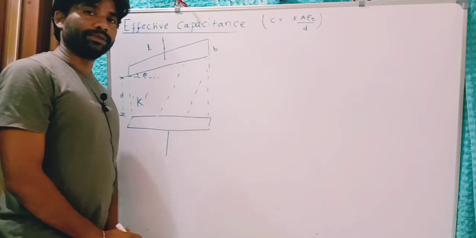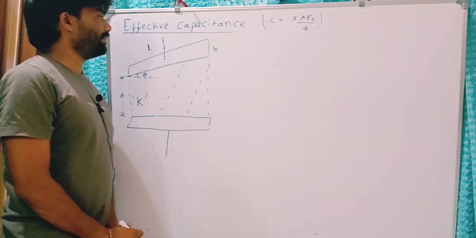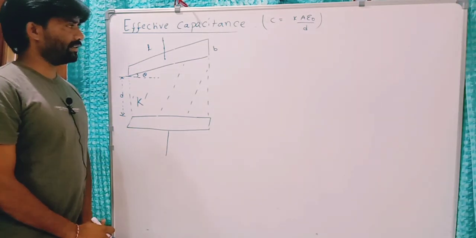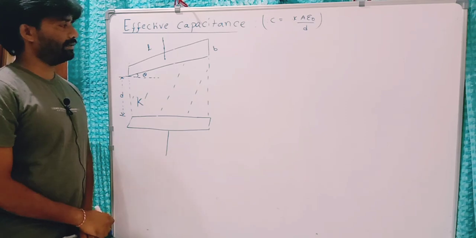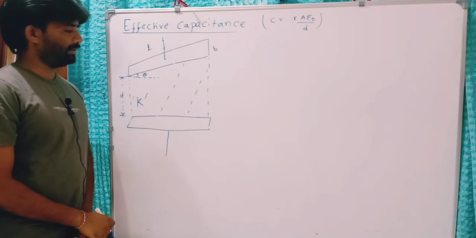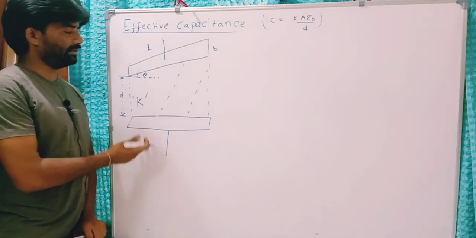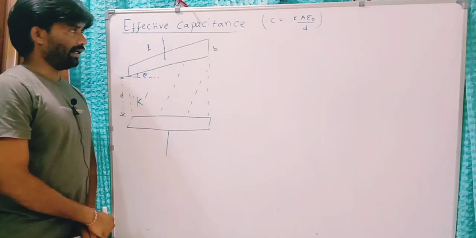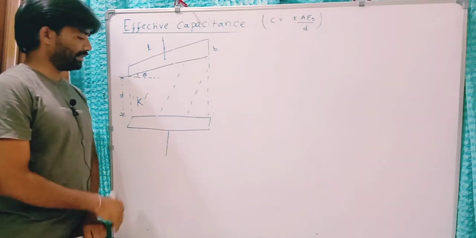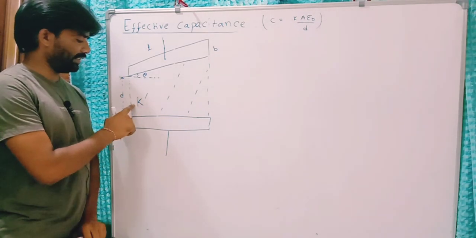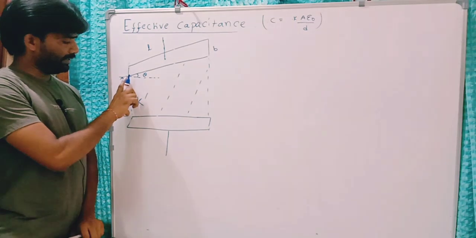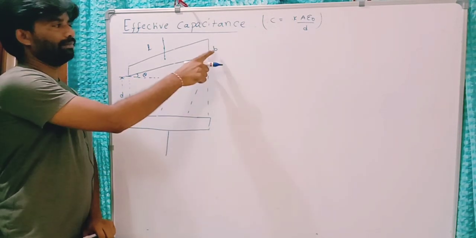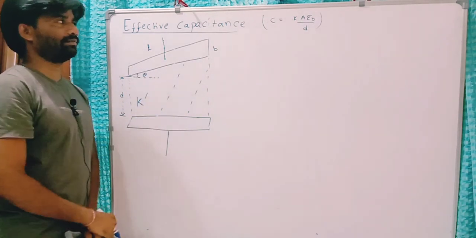Now I am going to derive the equation for effective capacitance of this capacitor. This capacitor consists of two plates, but one plate is kept slanted with respect to the other, making angle theta with the first plate, and the gap is completely filled with a dielectric material of constant K. The gap between these two at this first end is d. Now plate breadth is b and length is L.